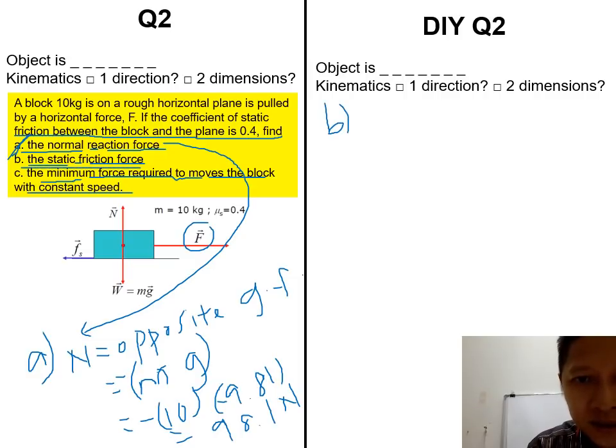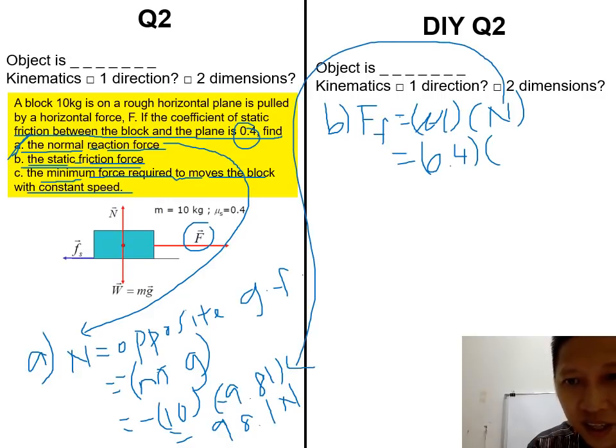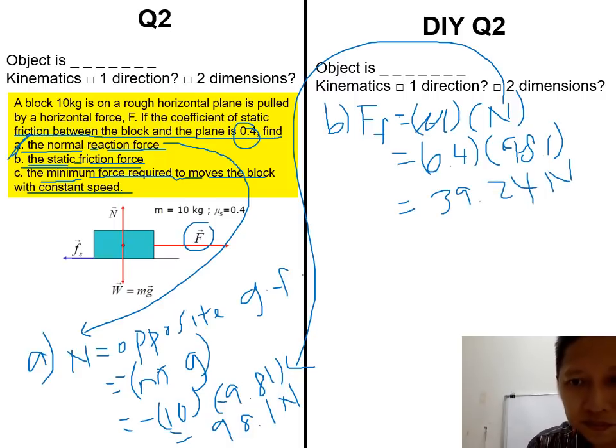B, what is the static friction force? The friction force equals the coefficient of friction times the normal force. Do we have the coefficient? Yes, 0.4. What is the normal force? 98.1. So we're going to get the value there: 39.24 Newton. It's good to have the negative because it's moving to the left hand side.